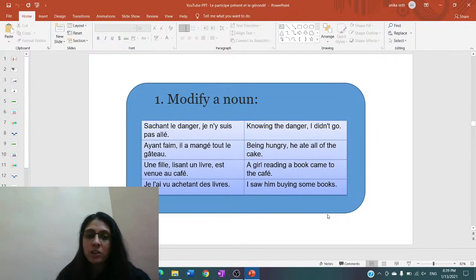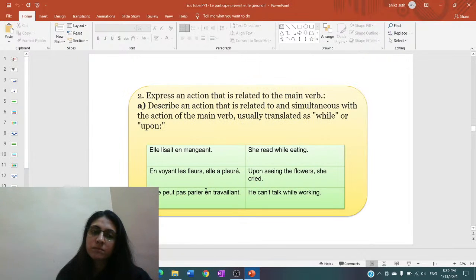Je l'ai vu achetant des livres. I saw him buying some books. So over here, who was buying the books? He was buying the books, and I saw him when he was buying the books.